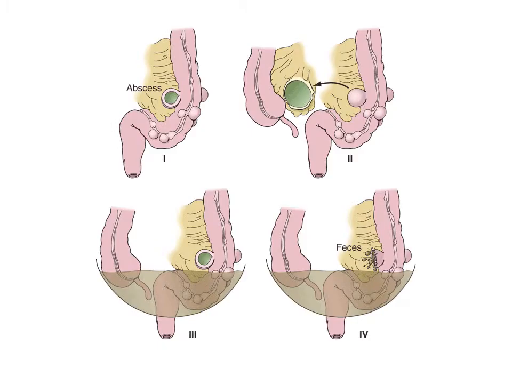This is a graphic representation of the classification system, and we can see in 1 and 2 where you've got abscess formation, this may be amenable to interventional radiology drainage, and the patient may not require surgery. 3 and 4, however, generally would require surgery, and the patient may have to undergo surgical resection with stoma formation, or more commonly a Hartmann's procedure.